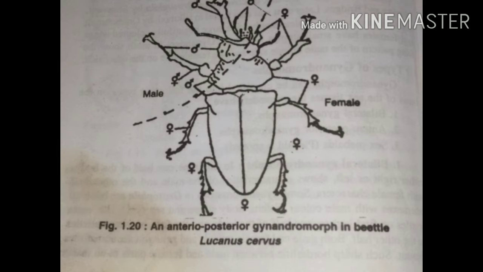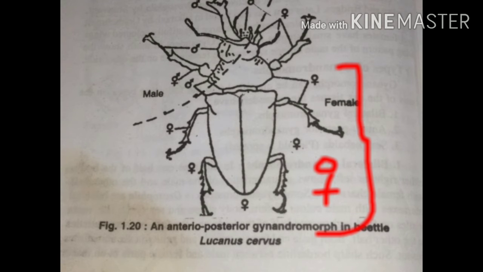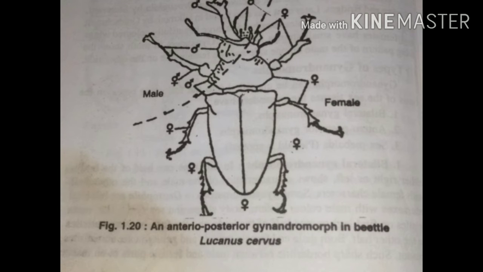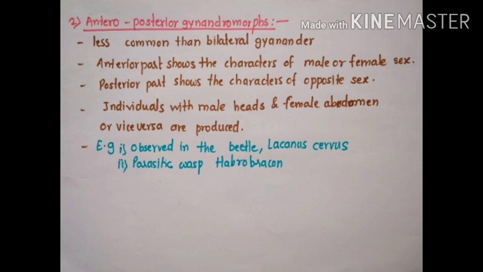In this type, the anterior part of the body shows the characters of the male or female sex, and the posterior part shows the characters of the opposite sex. Thus, the individual has a male head and female abdomen, or vice versa. It is observed in the beetle Lucanus and in some parasitic wasp, that is in Habrobracon.